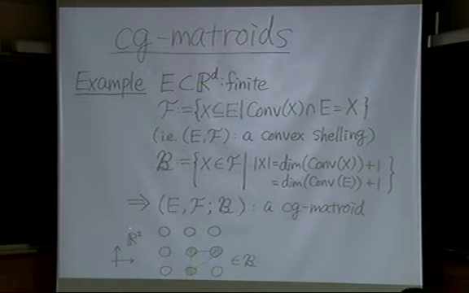Let E be a finite set in d-dimensional space, and we consider (E, F) a convex shelling. This is the first example of a convex geometry, defined like this. Then we define script B to be the set of closed sets X such that the cardinality of X is equal to the dimension of the convex hull of X plus 1. This is also equal to the dimension of the convex hull of the whole set E plus 1. Then the pair (E, F) and B is a CG matroid.